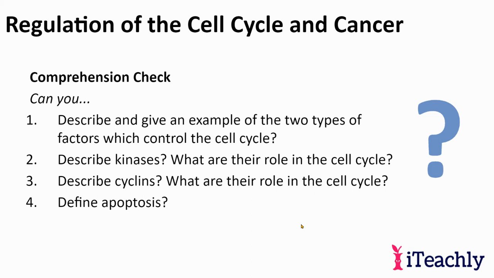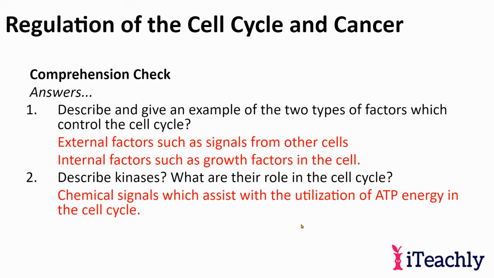Okay, so we'll do this comprehension test. So describe and give an example of the two types of factors which control the cell cycle. So there's external factors such as signals from other cells and internal factors such as growth factors within the cell. Describe kinases. They are chemical signals which assist with the utilization of ATP energy in the cell cycle. So basically, they get phosphorylated and then they turn things on, is what they do. And then when the phosphate comes off of that kinase, the protein gets turned off.